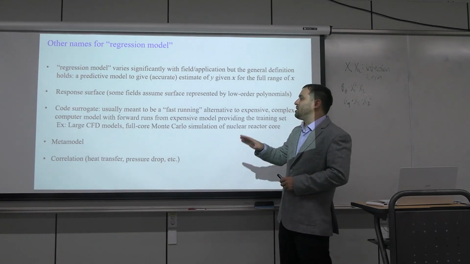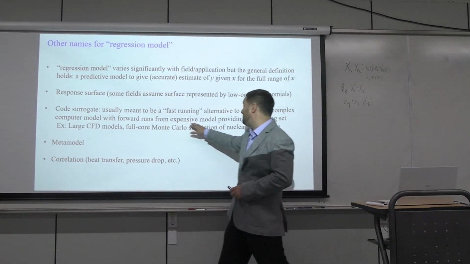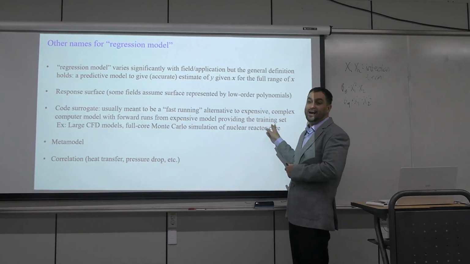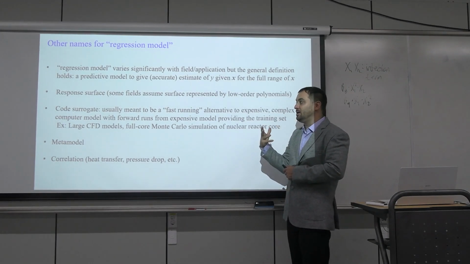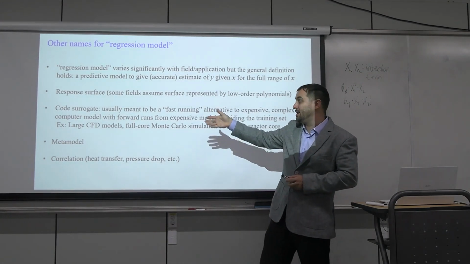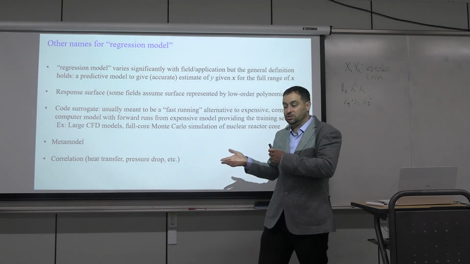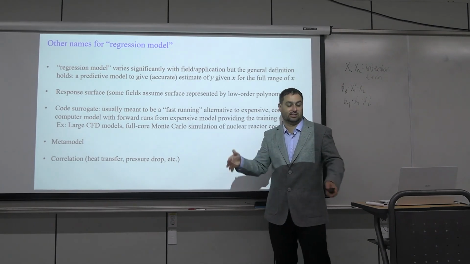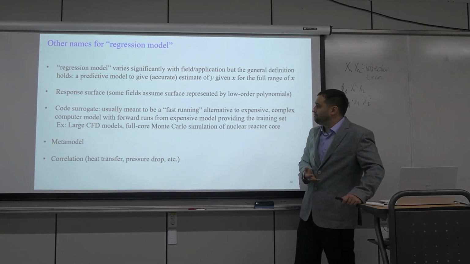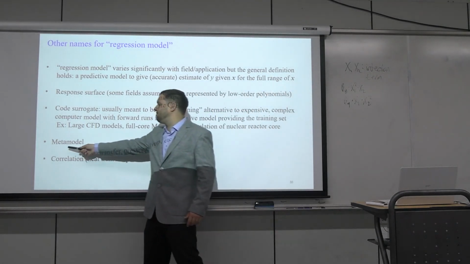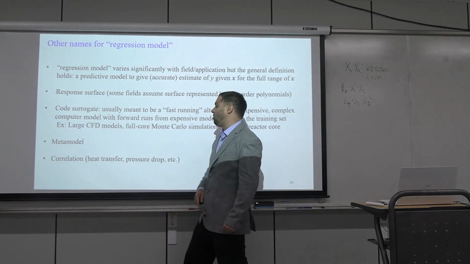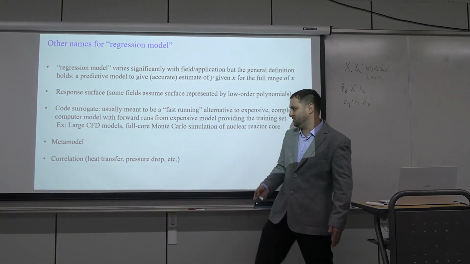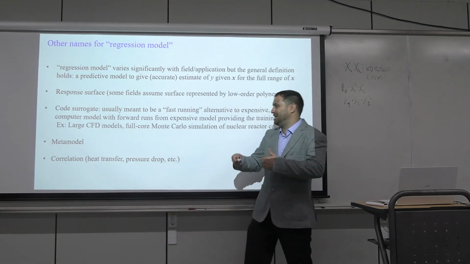So if you can do a limited number of forward runs with the expensive models, the large CFD or the Monte Carlo, you can then generate the training set and perform a regression to come up with a regression model, which we call a code surrogate. Then for other types of calculations, you can directly use the code surrogate. So you can do a much larger number of simulations in a shorter amount of time. Also, metamodel is another terminology. Also, a correlation. Especially in heat transfer and pressure drop, in the thermal hydraulic fields, a correlation is essentially a regression model.